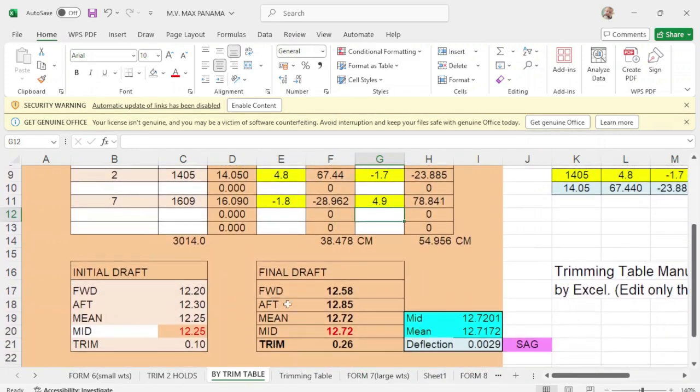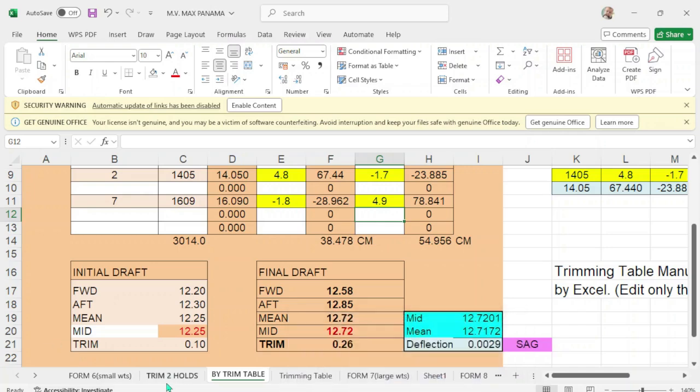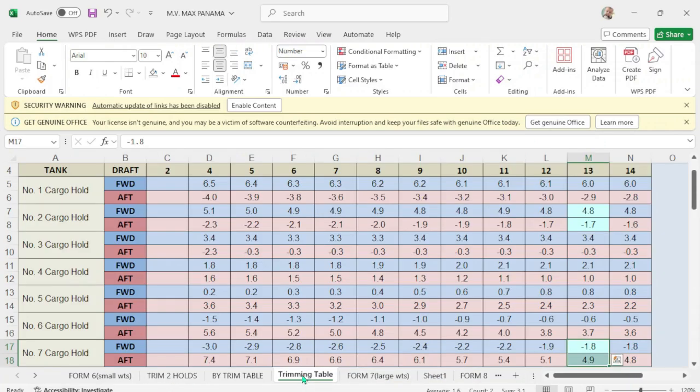Then what will be your departure drop? Your forward drop will be 12.58, aft is 12.85, your mean drop is 12.72, and your mid is 12.72. But your trim is less, so you have to adjust. Okay, I will explain why. Let's first go to the trimming table.